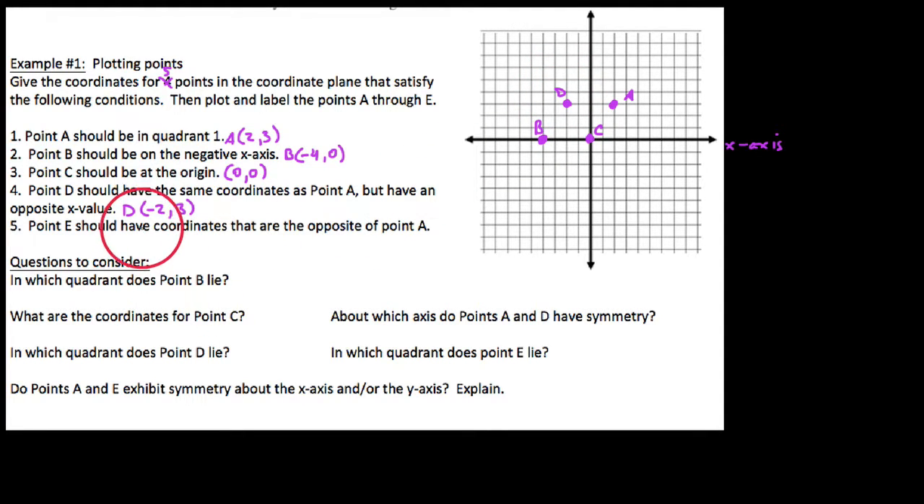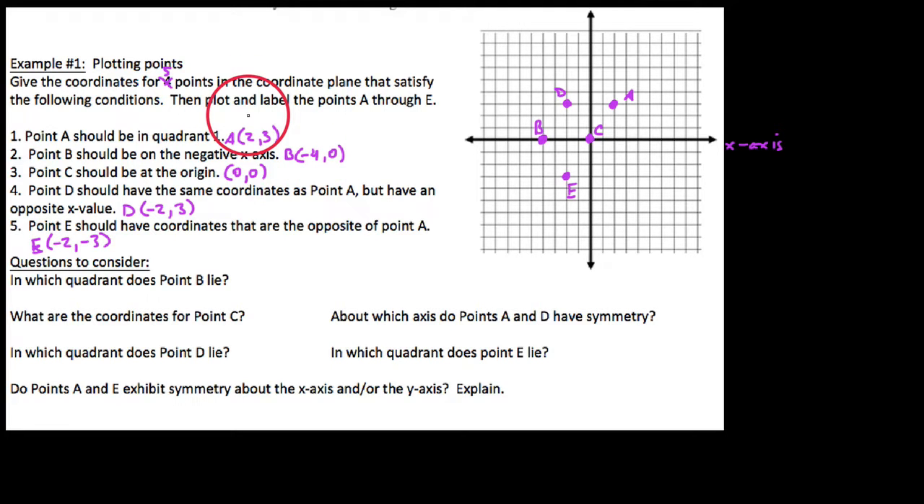We'll look at how it compares to point A here in a minute. And then finally, let's look at point E. We say point E should have coordinates that are opposites of point A. So basically, if point A is 2, 3, then we have negative 2, negative 3 here on my particular point. Whatever point you use is fine. But if I go left 2 and down 3, I certainly land here. I'm going to label this here as E.